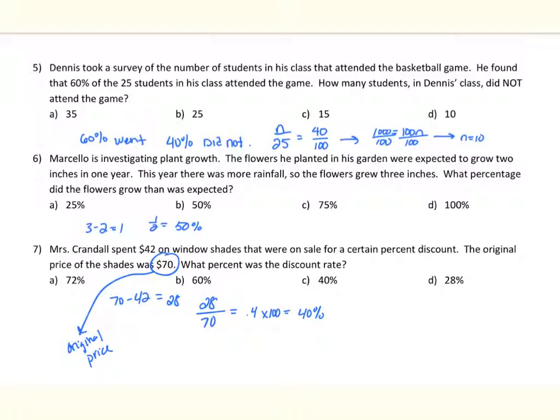Number 6, this is a percent of change. So if you take 3 minus 2, which is 1, 1 divided by 2, because 2 is your original number, that's 50%. And number 7, again, you have a percent of change. So when you subtract them, you get 28. However, 70 was the original price, guys. 70 was the original price, so that's the number that you're dividing by. When you do that, you get 40%.